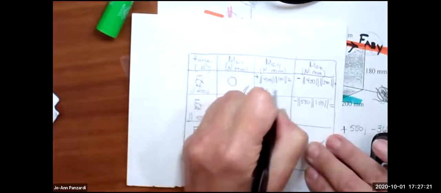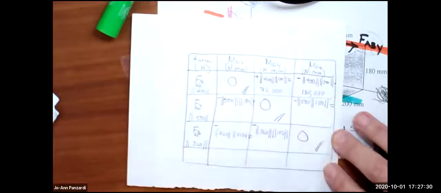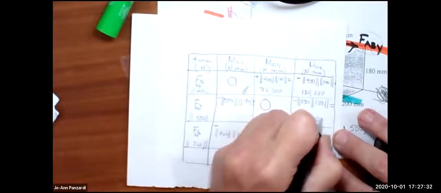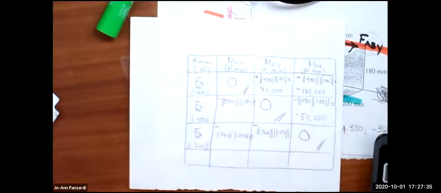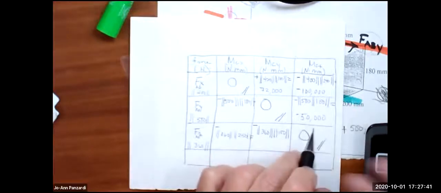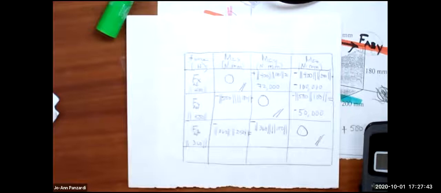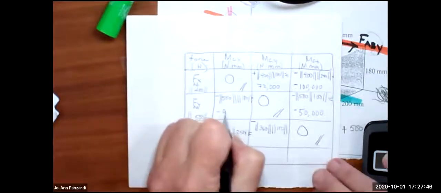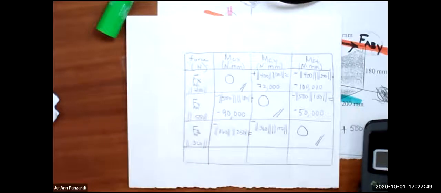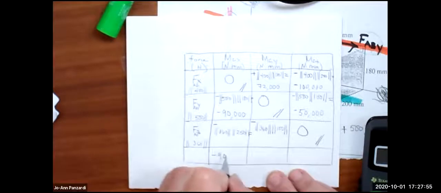Okay, so what do we get? We got 400 times 180, 72,000. This is probably 100,000, it's 4 times 25. This is a negative. I should just check it. 400 times 250 equals 100,000. And then 5 would be 4 zeros. 500 times 180, negative 90. 360 times 250 equals negative 9. Oh, sorry.